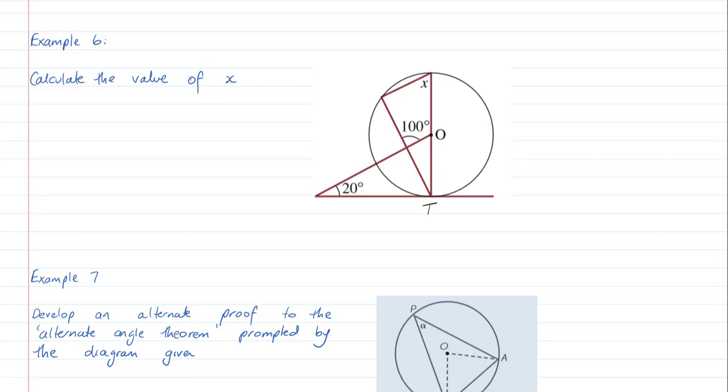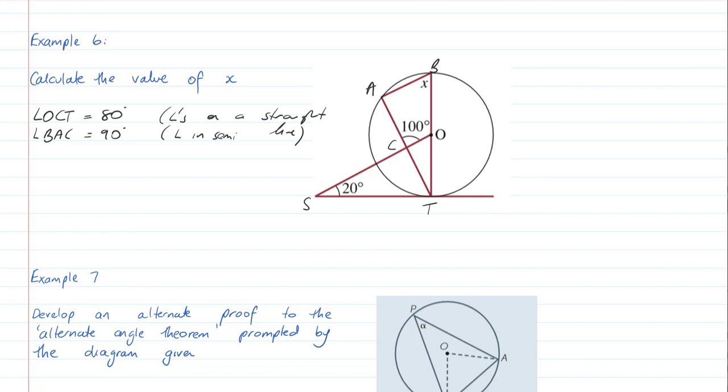I'm going to call this T. I'll call this A and B. I've got O there, and probably help if I had this C labelled, and I'll call that S there just in case. So I've got some labels. I'm going to start by saying angle OCT equals 80 degrees, and this is just angles on a straight line. And then I know that angle BAC equals 90. This is angle in a semicircle.